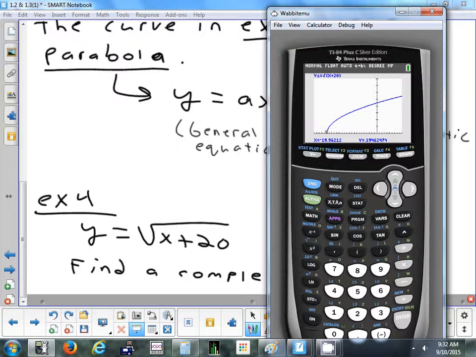And if you wanted to get a more broad picture of it, you could zoom out. What I do to zoom out is put my cursor somewhere in the middle of the screen. Press zoom, and the third option down is 3, zoom out. You can put your cursor wherever you want, but putting it in the middle is usually a good idea. If you hit enter, it'll zoom the screen out so you can see a little bit more. And that's what your square root function looks like. It's a curve that just goes in one direction.